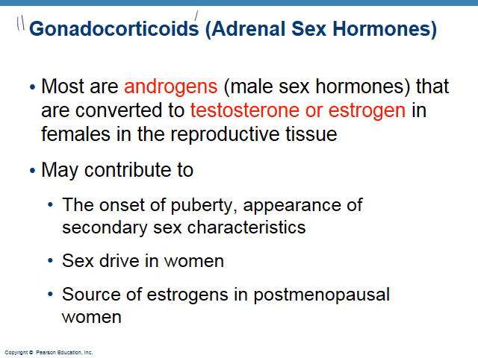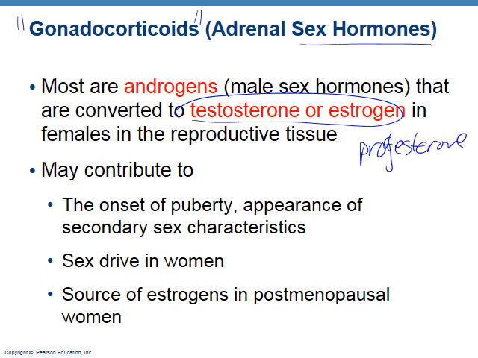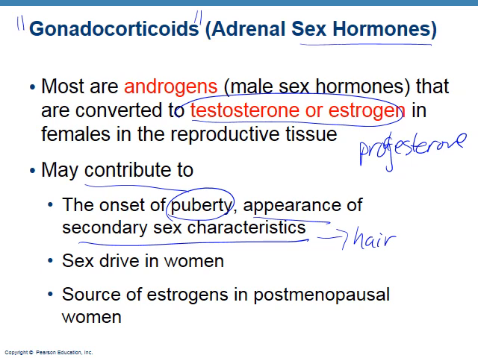Here's our third group, gonadotropins. So these are the sex hormones. So estrogen, testosterone, and we're also going to think of progesterone. These contribute to appearance of secondary sexual characteristics, onset of puberty. This would be like hair growth, right? In males, it could be voice changes, deepening of the voice. This could be breast growth in females.